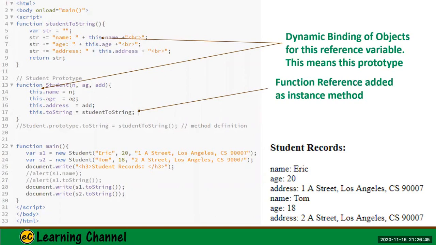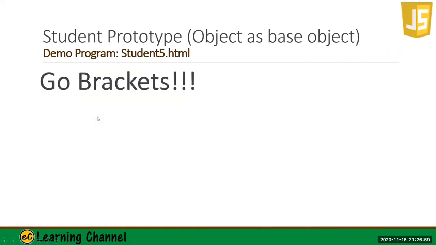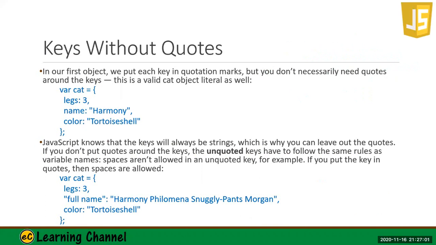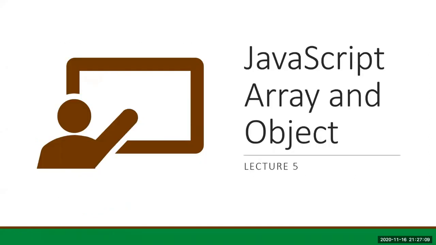So this toString function, we talked about it already. I'll bypass it. The keyword without quotes is the same as the keyword with quotes. So that is easy.